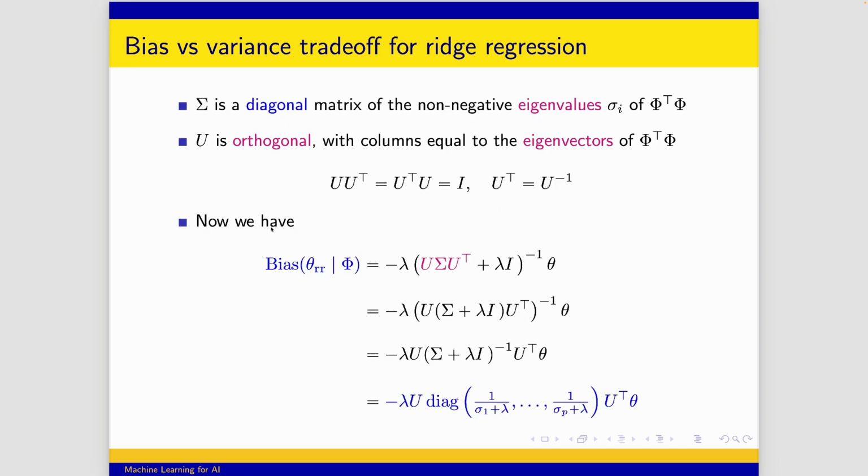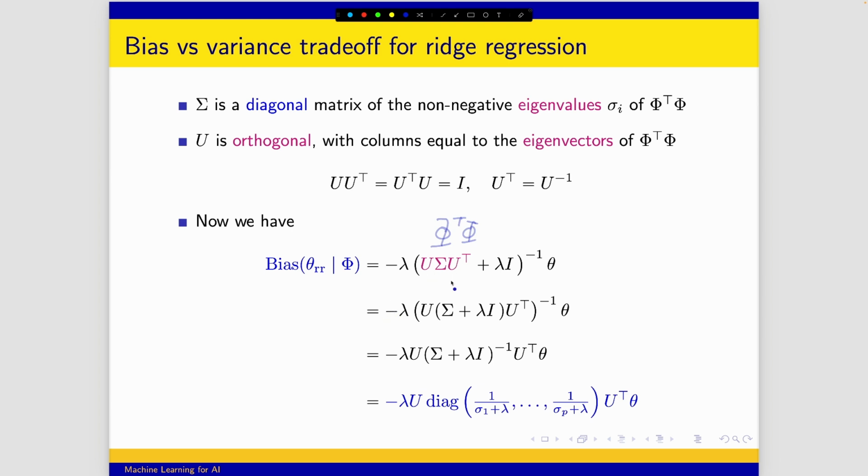So now we have what? Well, we have the bias is equal to minus lambda times the matrix phi transpose phi plus lambda I inverse. Well, let's replace this now with this eigen decomposition.